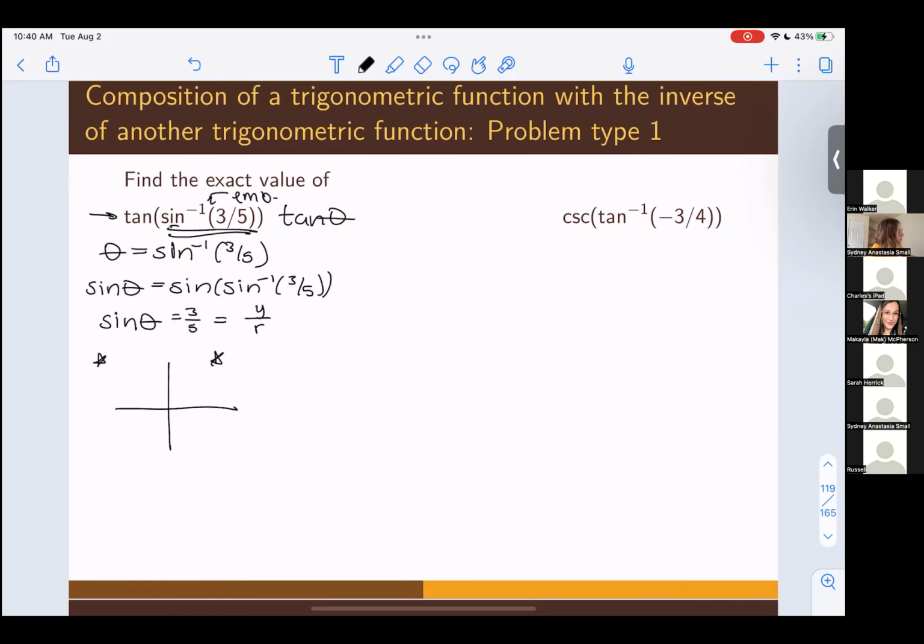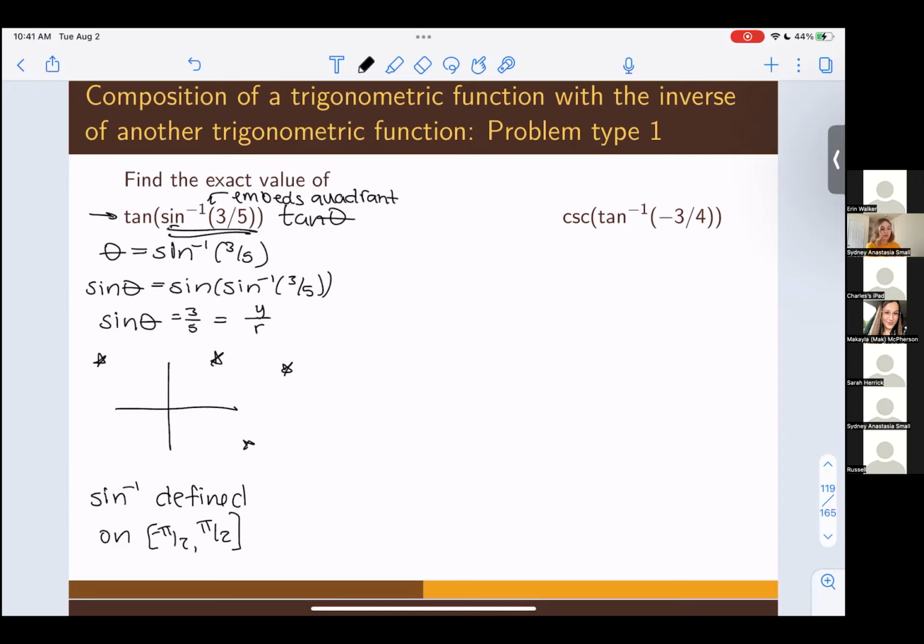This right here embeds what quadrant we're working in. And why is that? Well, if you recall, the function sine inverse is only defined, i.e. has a range, on the interval negative pi over 2 to pi over 2. So the sine inverse function will only give us values in either quadrants 1 or 4 because it's not defined elsewhere. We had to restrict the domain of our original function in order to make it have an inverse.